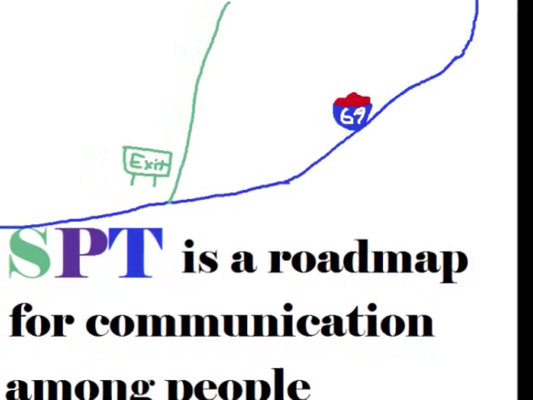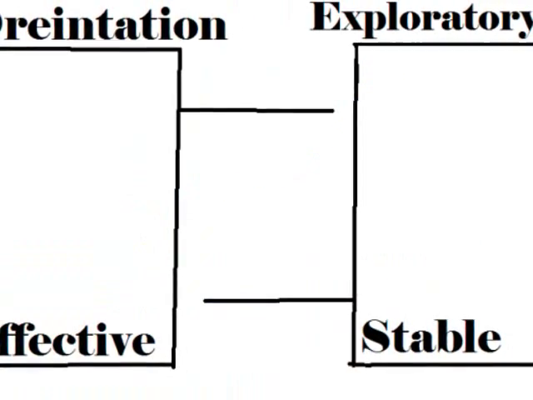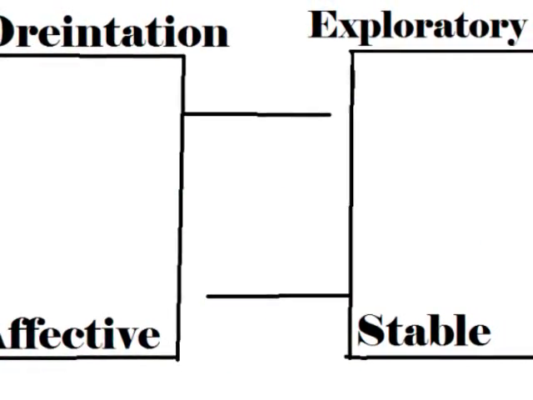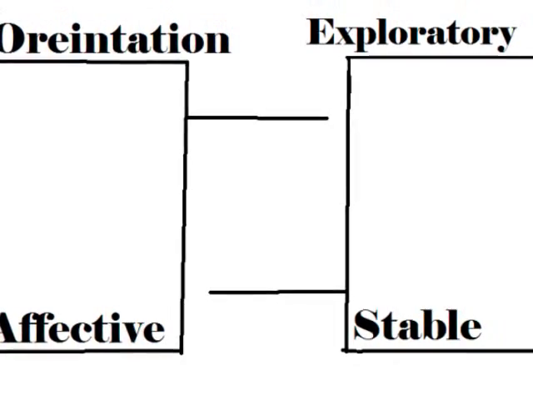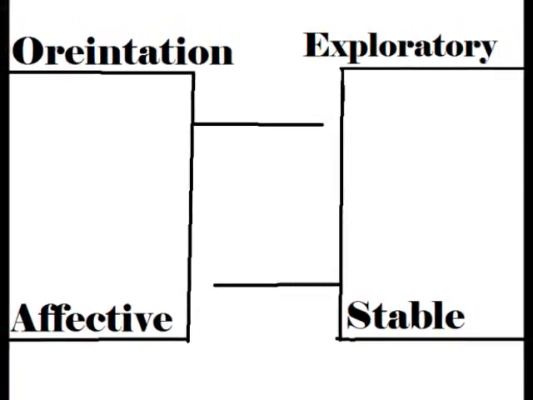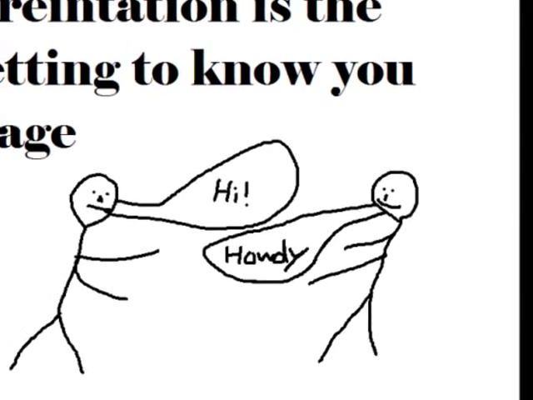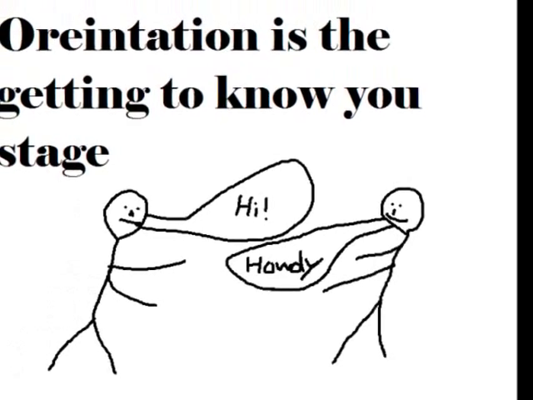So you're wondering, how does this work? I'll tell you why. Because social penetration theory is split up into four different segments. First you have orientation, exploratory, affective, and stable. Orientation is the getting-to-know-you stage. It's not a place where you share intimate thoughts, but orientation is where you get to become comfortable with each other.